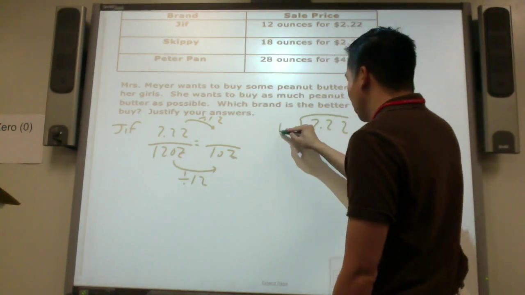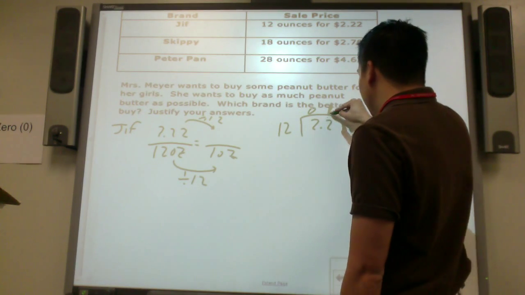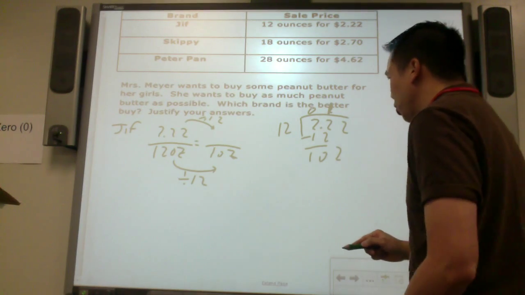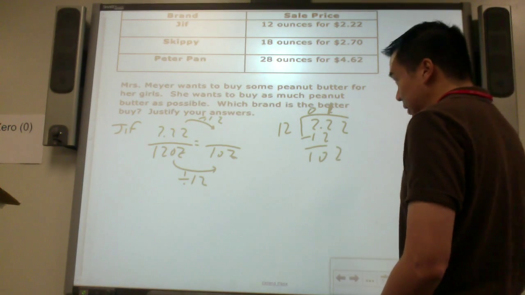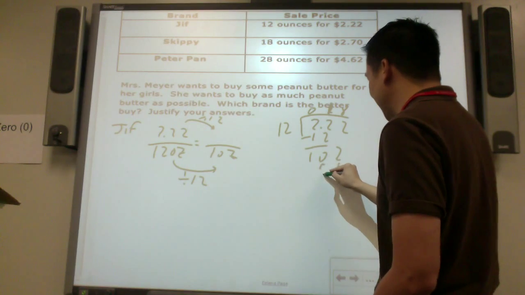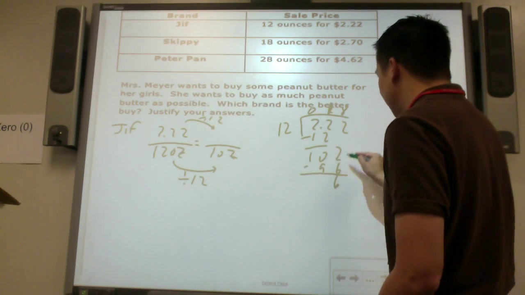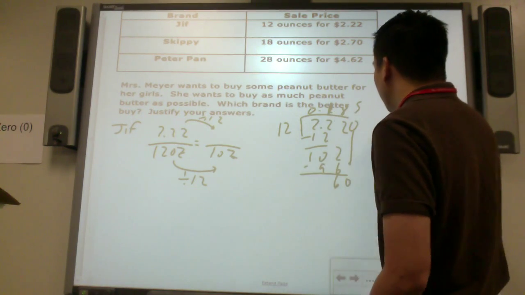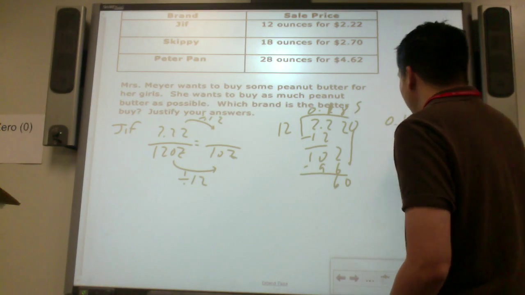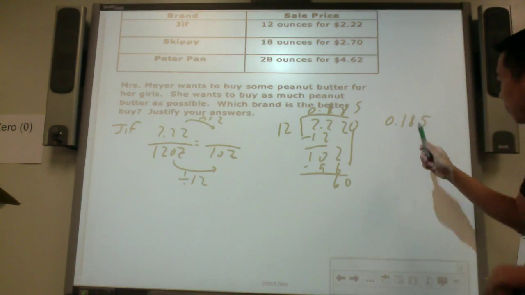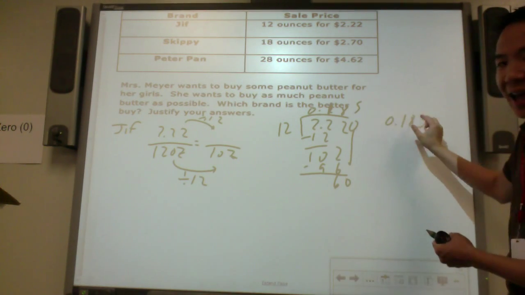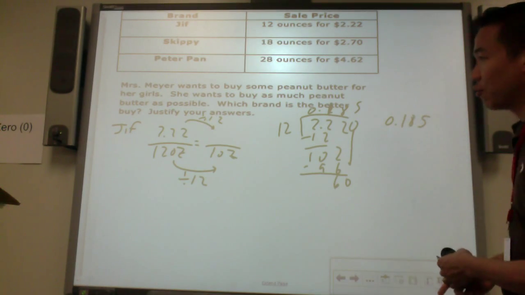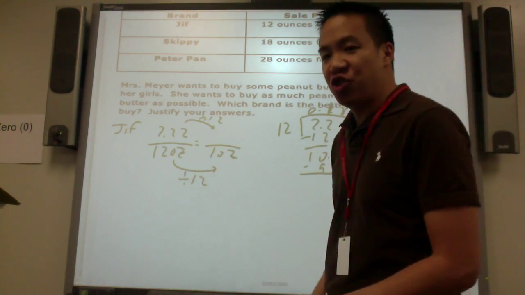222 divided by 12. It goes in 1 time. How many 12s go into 102? 8 groups, I think. Yes, it is. I know I can get rid of the remainder. So it's about 18 cents, or 18.5 cents, for every 1 ounce of Jif.